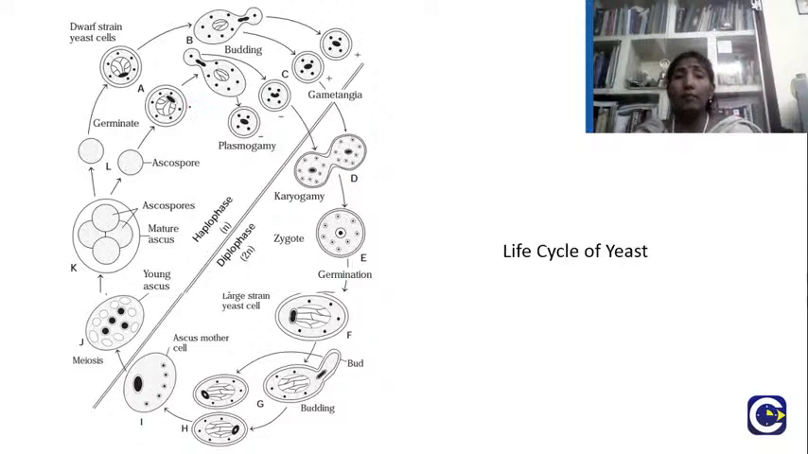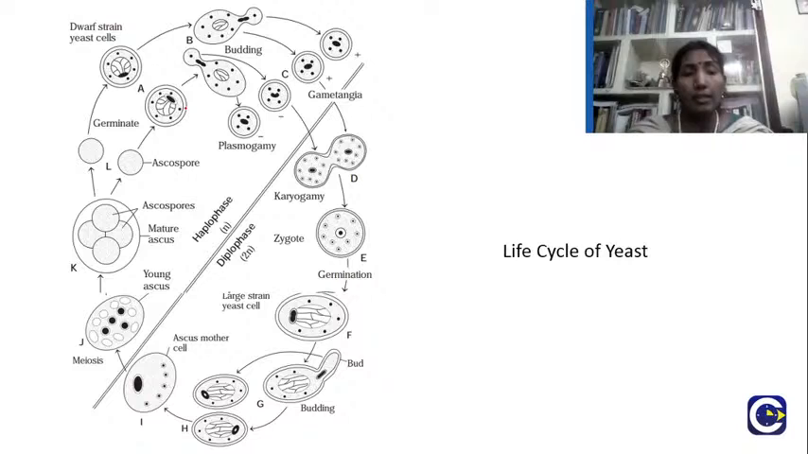When I talk about the life cycle of yeast, it is more or less the same, but it will have a few changes. It will have two types of stages. What are the two types of stages we have? We have plasmogamy and karyogamy. They will have two phases in yeast.